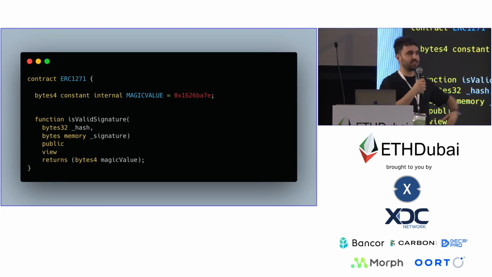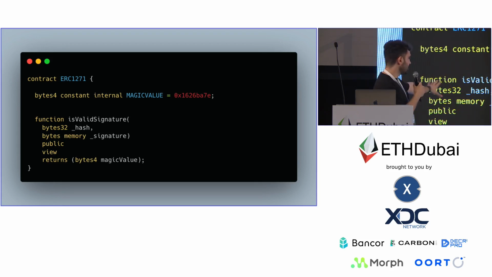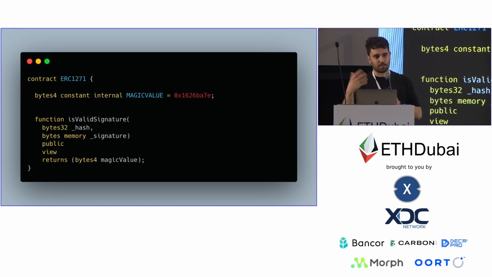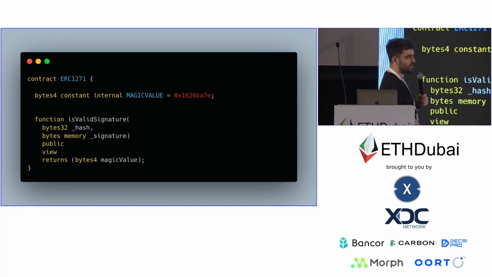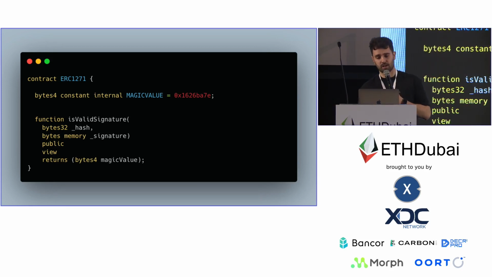Maybe you will take a while to actually read the whole thing, but it's just this. It's a single method that says isValidSignature. You pass the hash of the message, you pass the signature, and it returns what's called a magic value, which basically just says true or false. So if the magic value is returned, then it means it's a valid signature, and you can know that this signature is for the owner of the smart account.